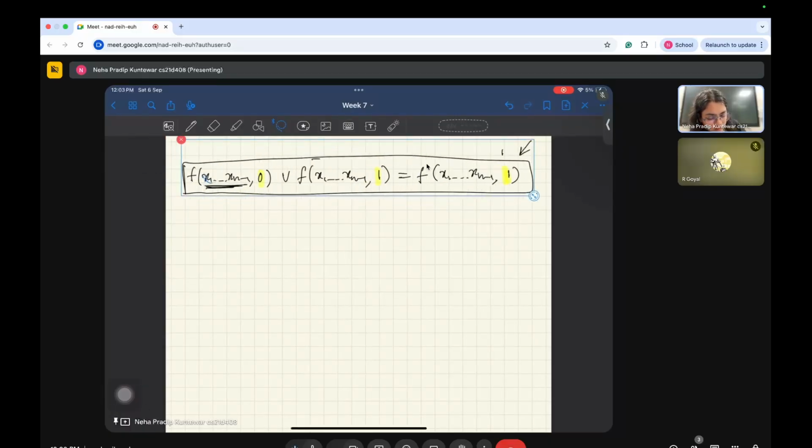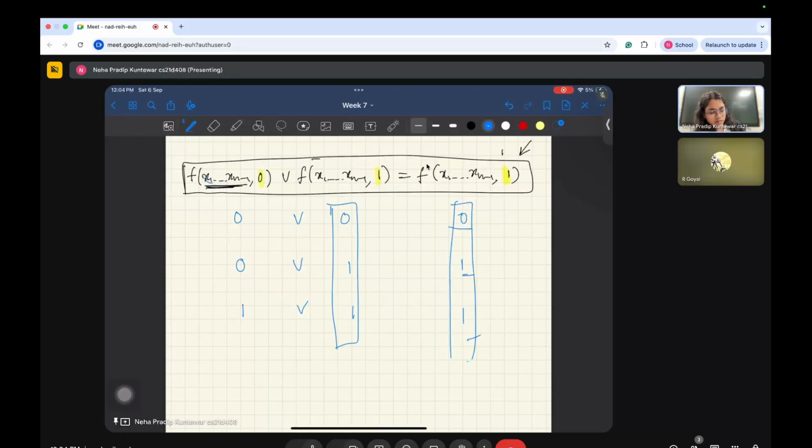So the possibilities are, this is a 0, this is a 0, this is a 0, this is a 1, and this is a 1, this is a 1. So if we do all of these, we will get 0 here, 1 here, 1 here, which is nothing but the same column, this value. Yes, you're right.